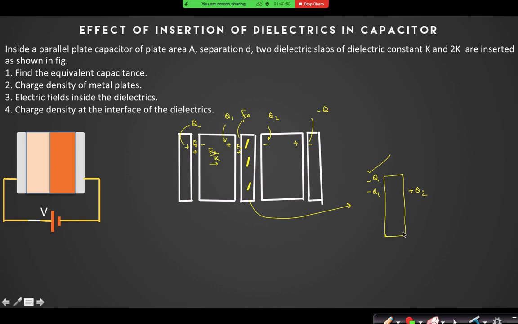So the charge here will not be minus Q1 or plus Q2. The charge will be minus Q and plus Q. So as it was neutral, it will always be neutral.